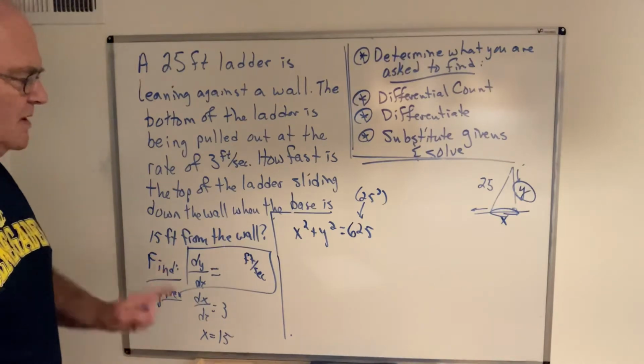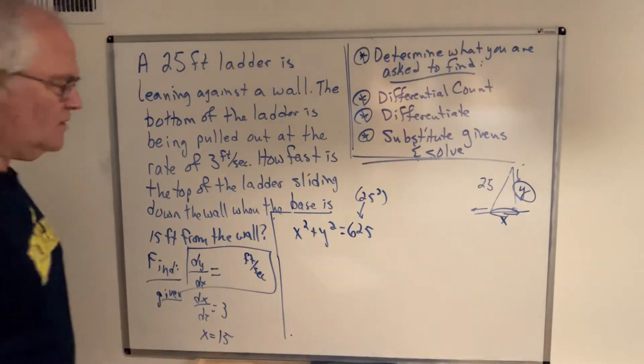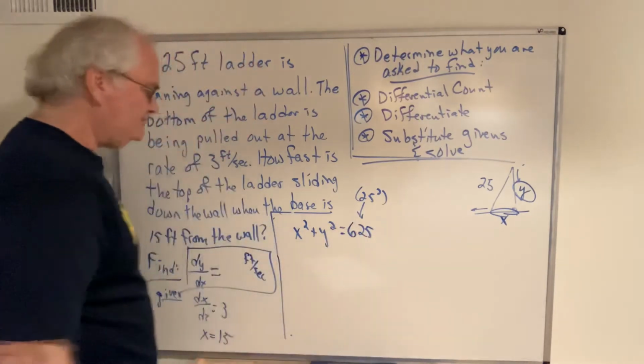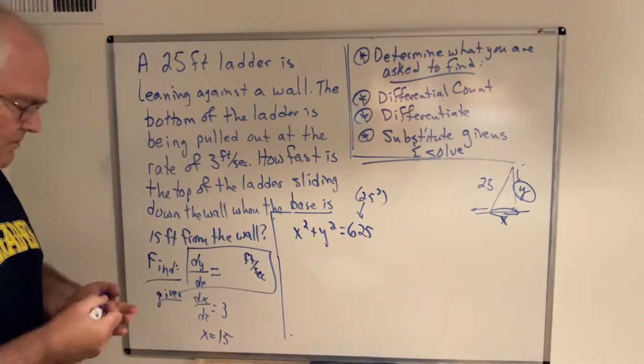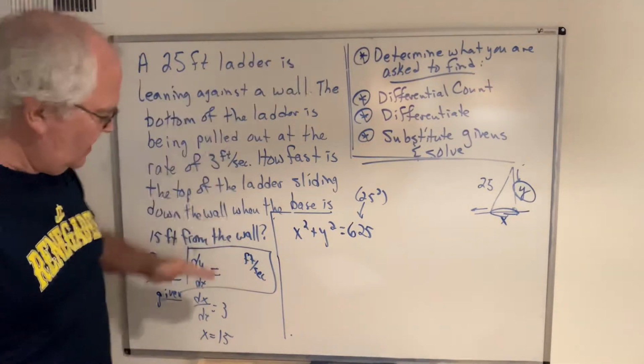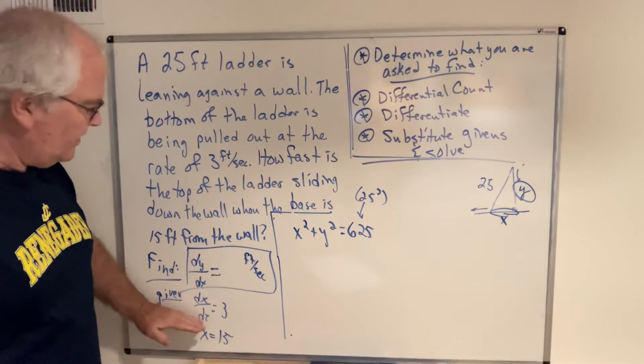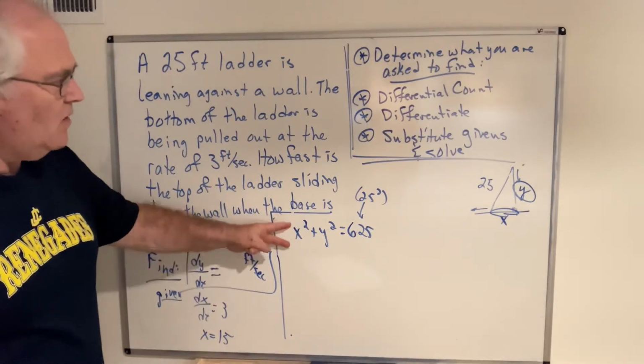So we have x squared plus y squared is 25 squared, 625. All right. Determine what you're asked to find. Got all the written information, the given information written down. We got our starter equation.